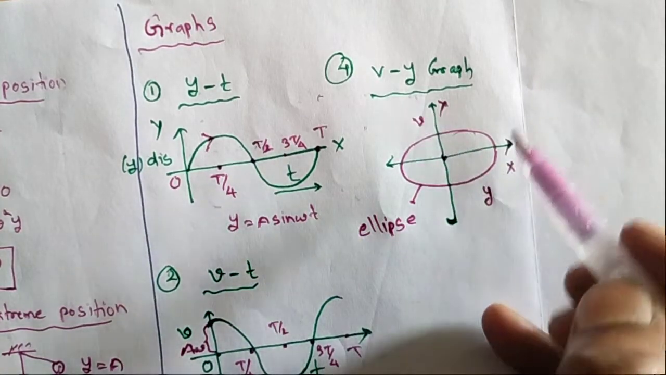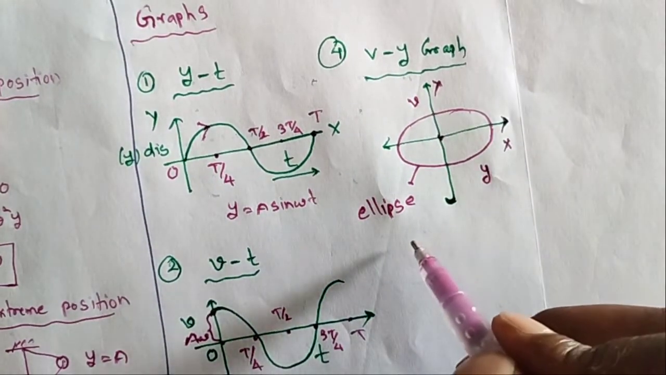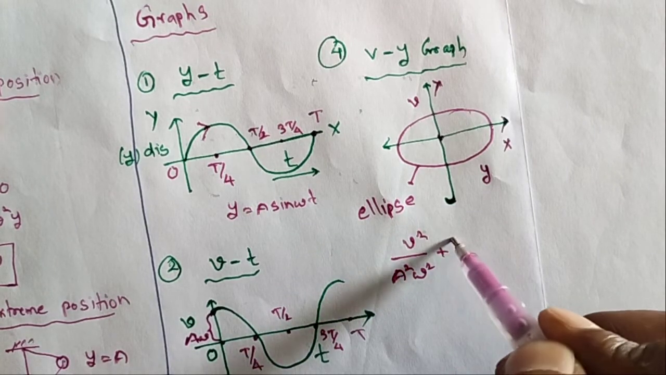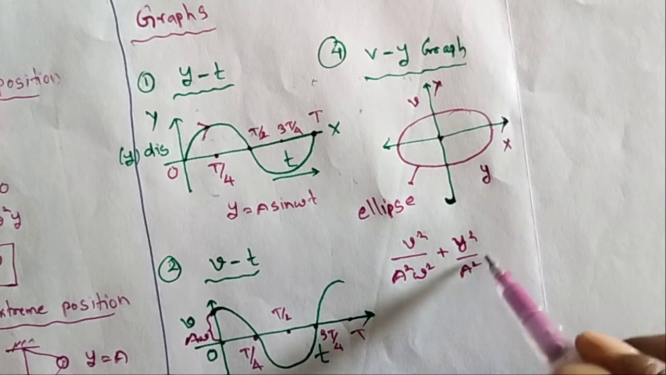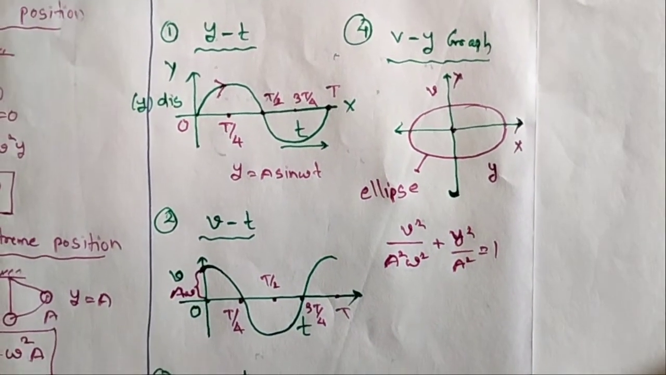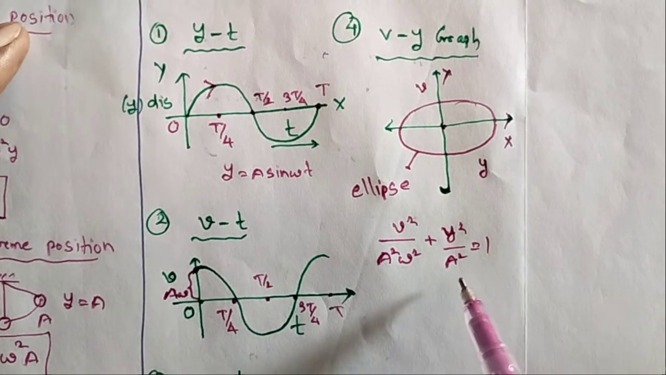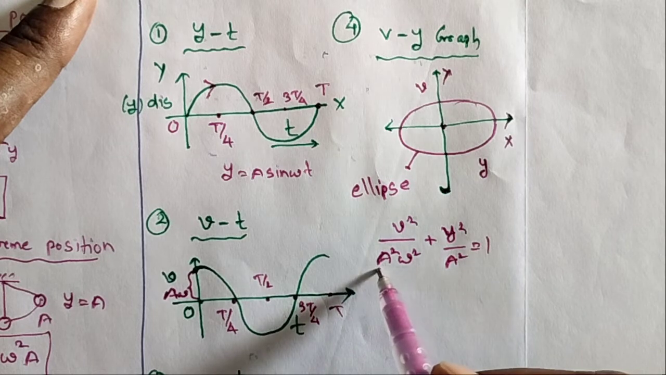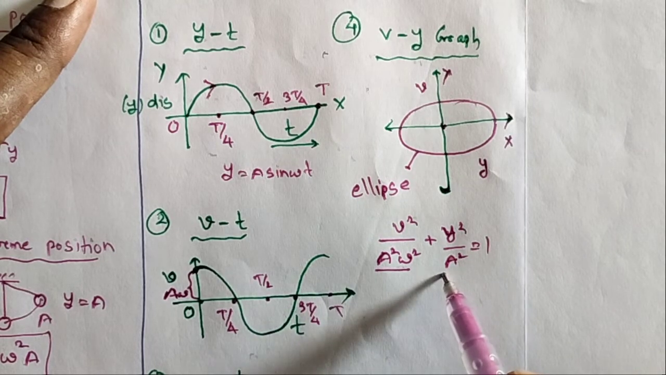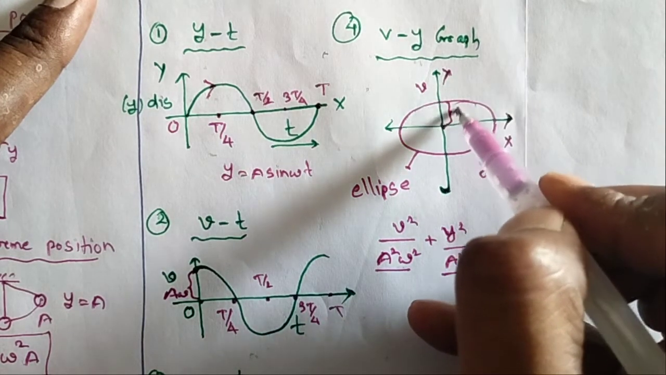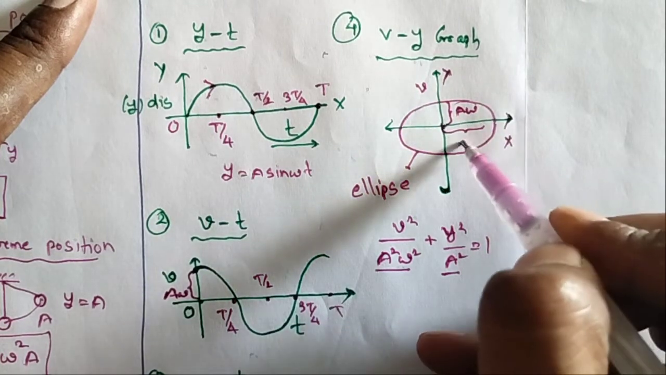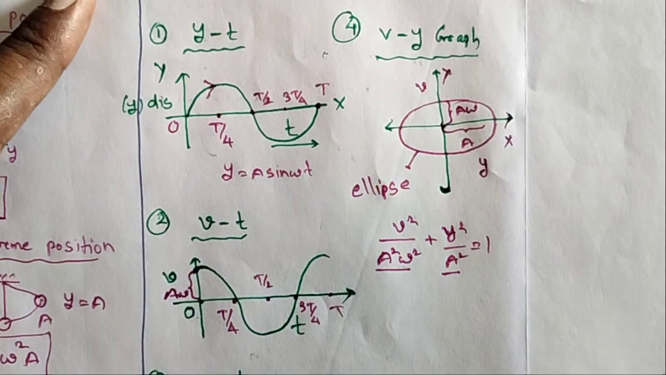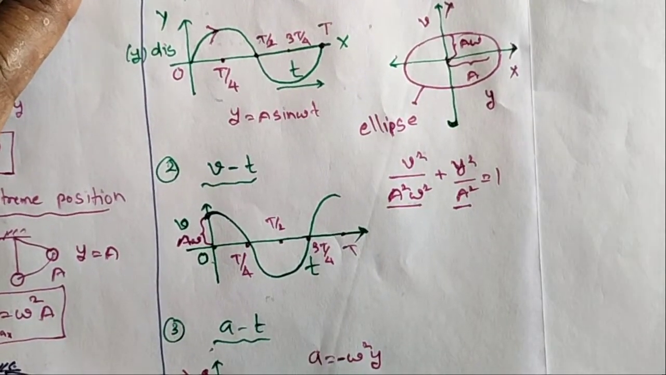Ellipse. So when the velocity of the y, it is the ellipse shape. Finally, we can get v square by a square omega square plus y square by a square is equal to 1. Okay, so some mathematical equation by using this relation, this relation is called the ellipse equation. This is the v component, this is the y component. Here this gives a omega and this gives the amplitude. So in the x direction it gives the amplitude, in the y direction it gives the velocity a into omega.